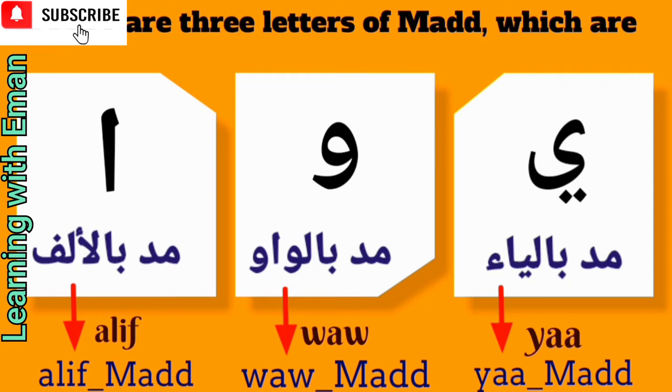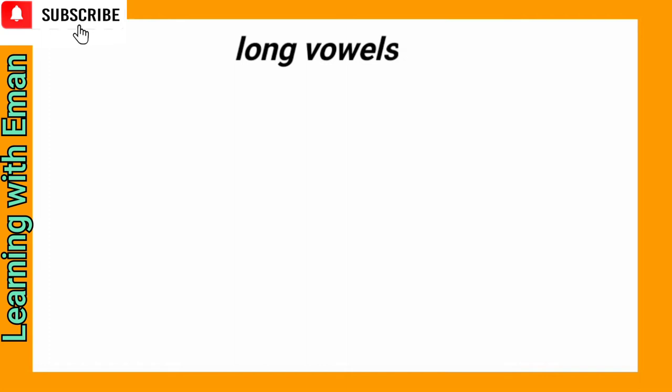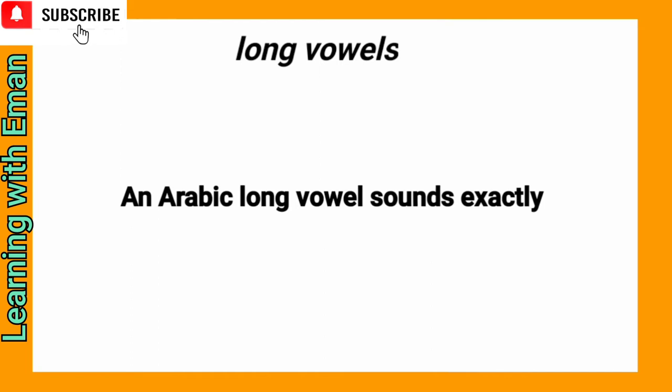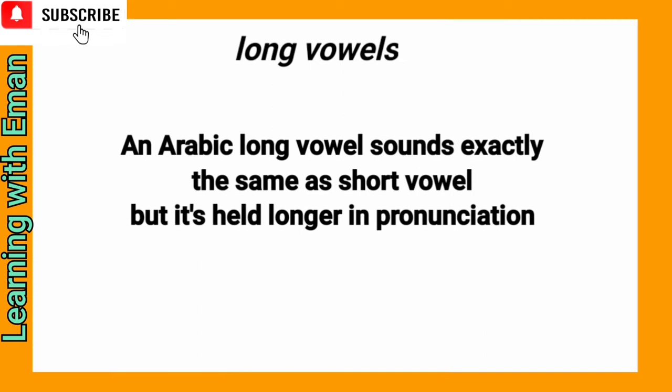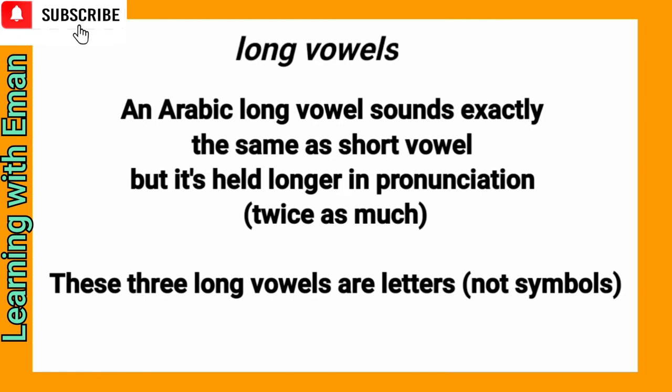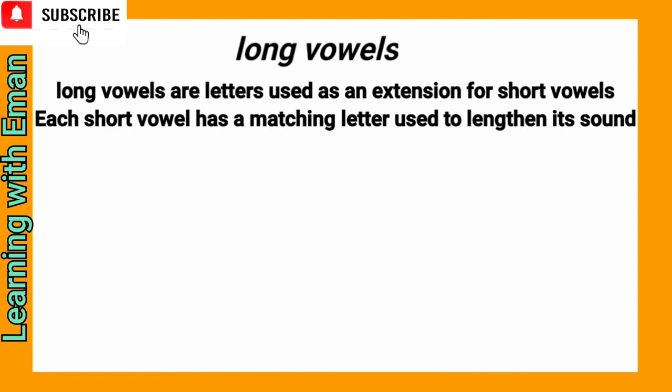It's a good idea to have a general overview of long vowel sounds. Let's dive in. An Arabic long vowel sounds exactly the same as a short vowel, but it's held longer in pronunciation, twice as much. These three long vowels are letters, not symbols. Long vowels are letters used as an extension for short vowels. Each short vowel has a matching letter used to lengthen its sound.